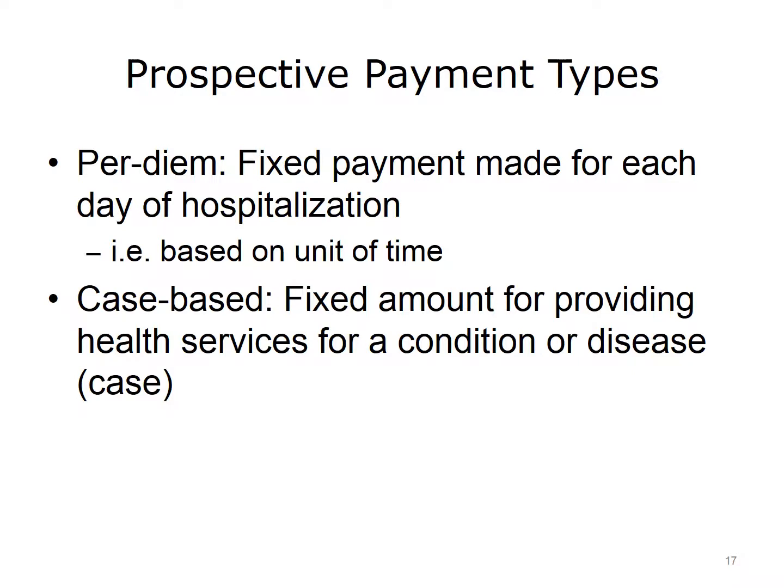For example, two patients with pneumonia are admitted to the hospital on the same day. The first requires 5 days of hospitalization, and the second requires 9 days of hospitalization. With per diem payments, the hospital receives 5 times the per diem payment for the first patient and 9 times the per diem rate for the second patient. Under case-based payment, the organization receives the same amount for both patients, even though one required additional days of care.